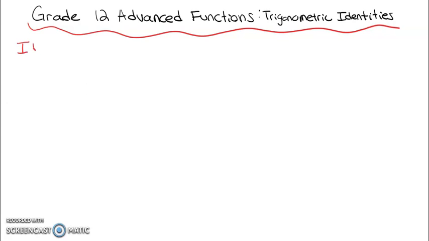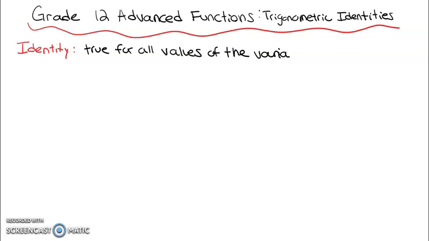So, if we have an identity, this is something that is true for all values of the variable. Whereas if we have an equation, this is something that is true for certain values of the variable.